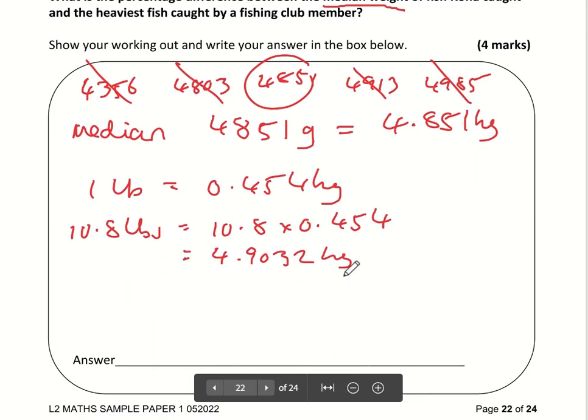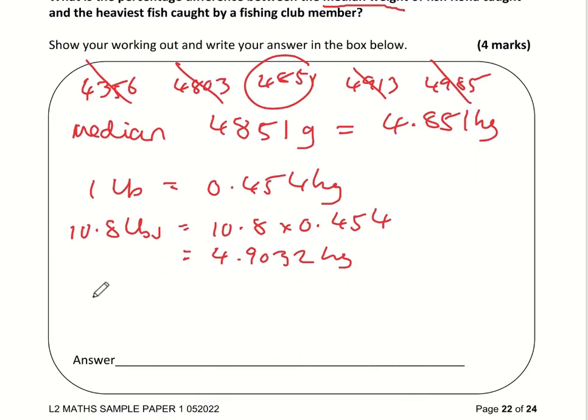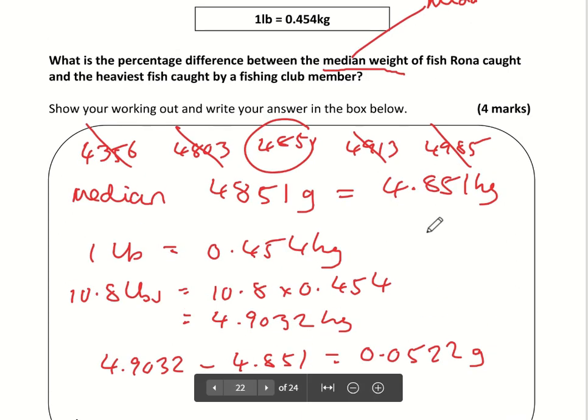Okay, so you want the percentage difference. So what is the difference? Well, the difference is 4.9032 take away 4.851, and that comes to 0.0522 kilograms. Okay, so we're working this out as a percentage of what?